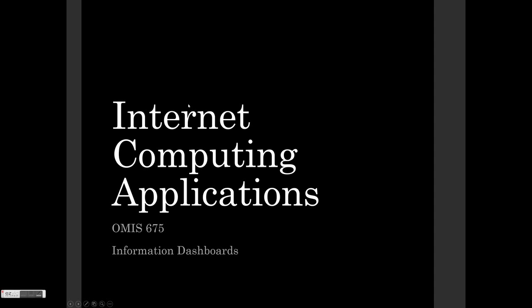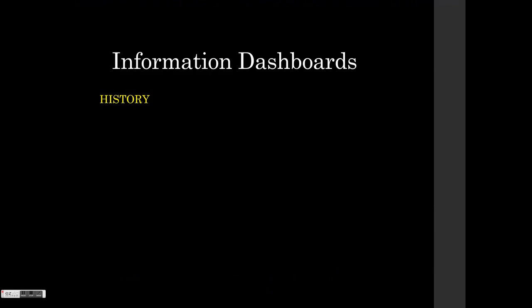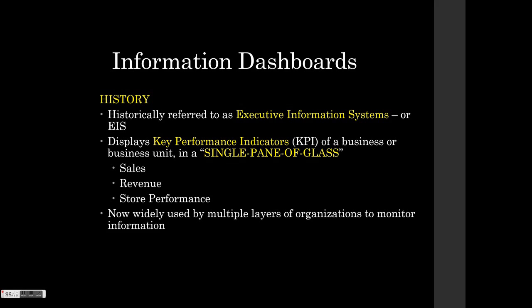Today in OMIS675, we're going to talk about information dashboards. Information dashboards offer us a view into everything going on in our organization. The history of information dashboards, historically referred to as Executive Information Systems, or EIS, give us a single pane of glass look into key performance indicators, or KPI, of a business or business unit, showing things like sales, revenue, store performance. These are widely used components by multiple layers of organization to monitor information.